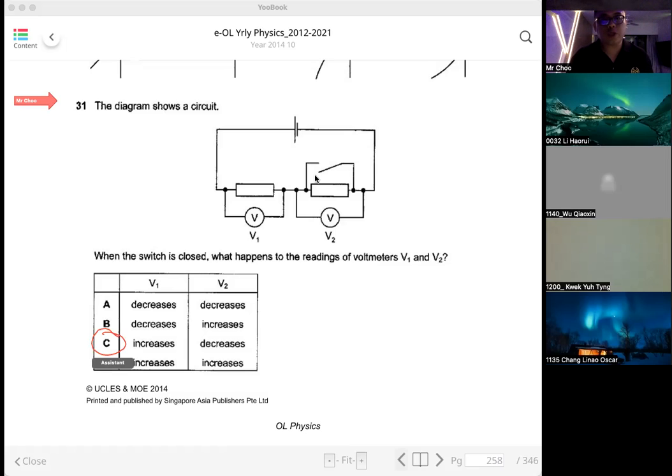When the switch is closed, because there's a resistor here and the switch is closed, most of the current will flow this way. So when most of the current flows this way, this V will drop. This V1 will increase, because this V is actually equal to V1 plus V2. So when V2 drops and this V remains the same, your V1 will have to increase. Clear so far?